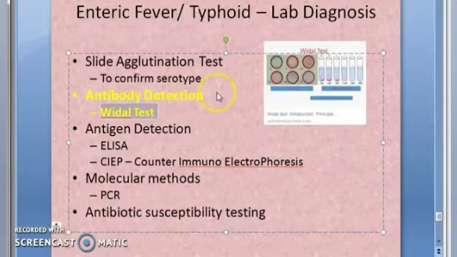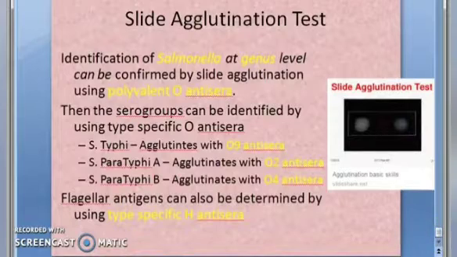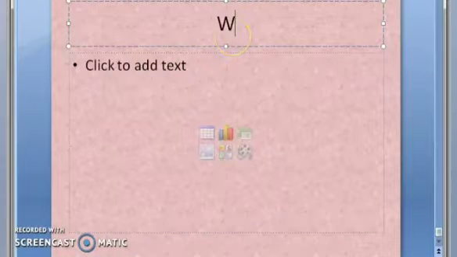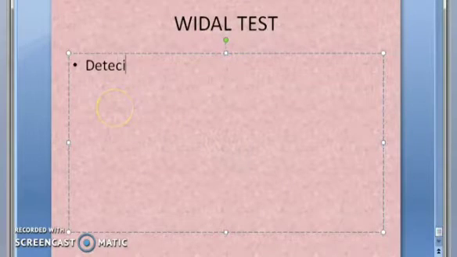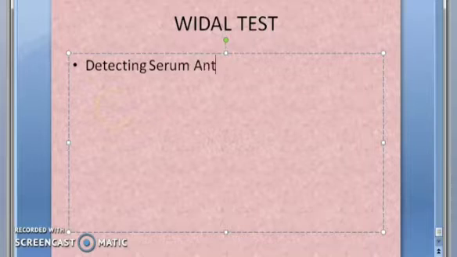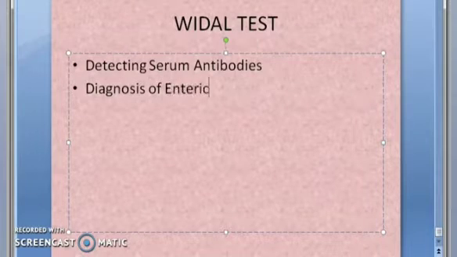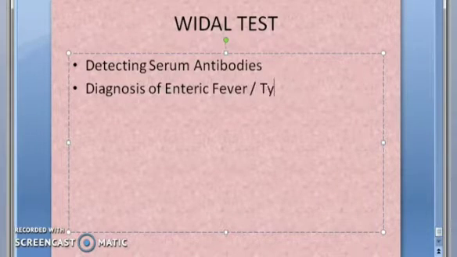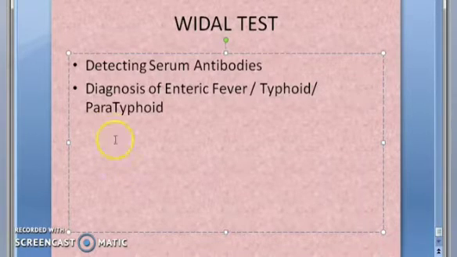Widal test is detection of serum antibodies. Okay. Let's make a new slide here. Widal test. You're detecting serum antibodies. It is one of the oldest and most widely used serological tests for diagnosis of enteric fever. Diagnosis of enteric fever. Okay.